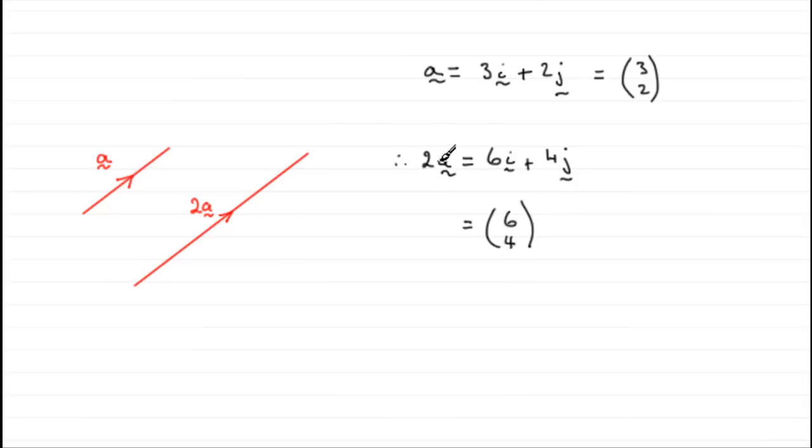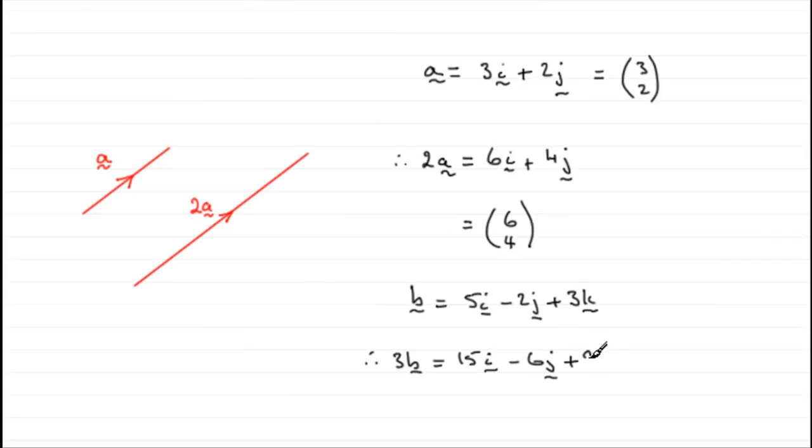And we can do the same with vectors in 3 dimensions. If I've got a vector b which was 5i minus 2j plus 3k, and I wanted to treble this vector, say 3b, 3b would clearly be 15i minus 6j plus 9k, and so on. Very easy idea.